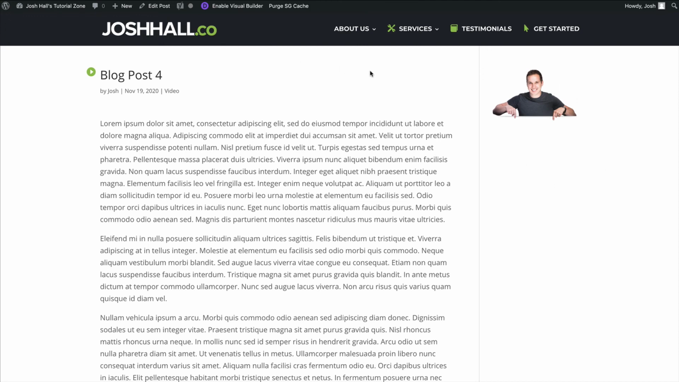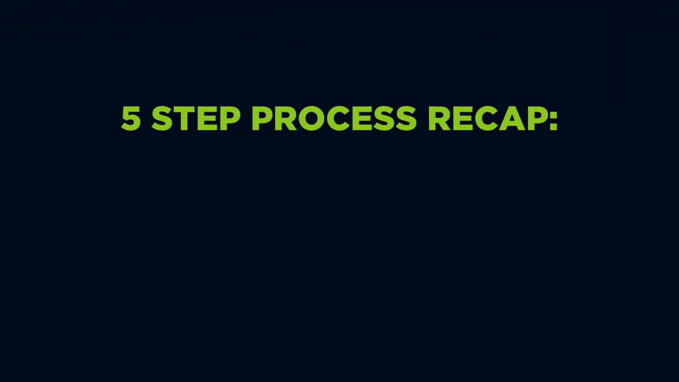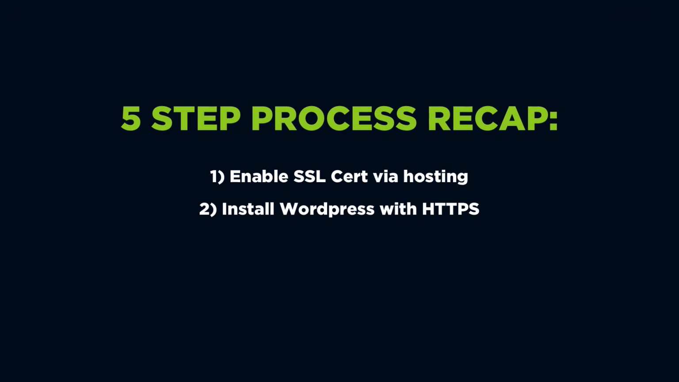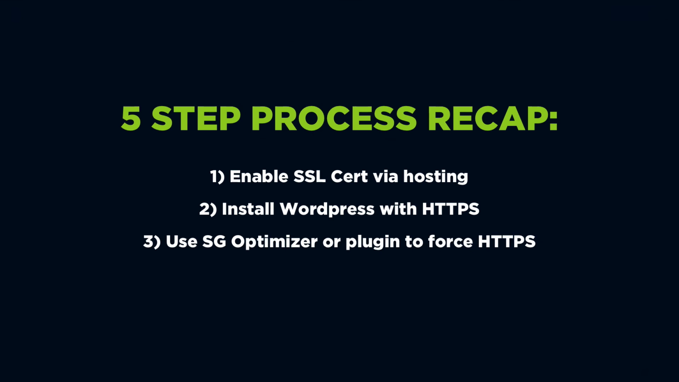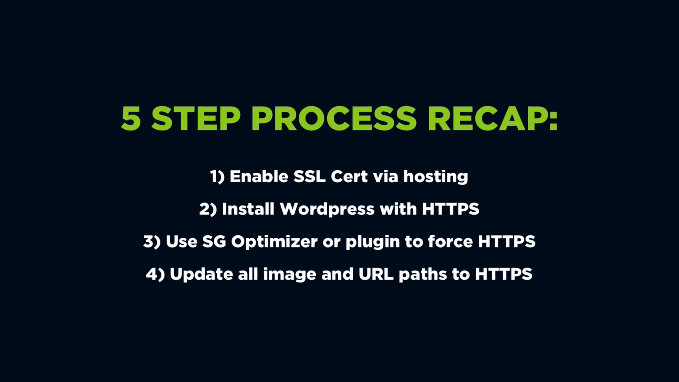So that's the 5-step process. Just to recap, number one, enable SSL certificate on your host, or you can do Let's Encrypt if it's a free site or a free certificate for your site. Number two, make sure you set up WordPress in a secure website. If it's not secure, you can enable HTTPS with the SG Optimizer plugin or additional plugins like Really Simple SSL, like I showed you. Number four, make sure all of your media files and links are secure.